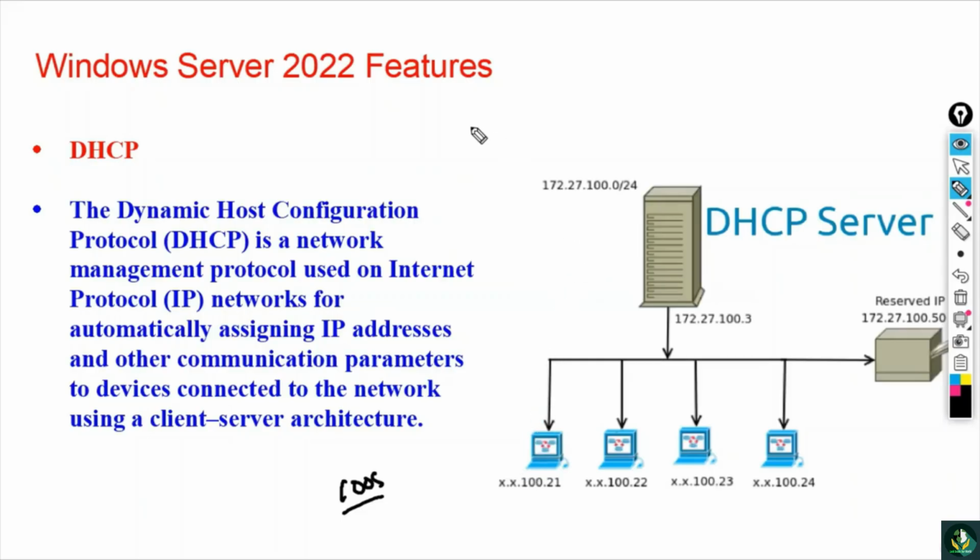So you need to go to each and every computer and configure the IP address. You are using the 172.27.100.0 network. So you will go to each and every computer and type 172.27.100.21, 100.22, 100.23, 100.24, and so on. So guys, it will take a lot of time and you may make mistakes as well.